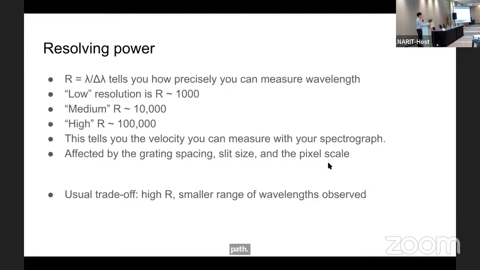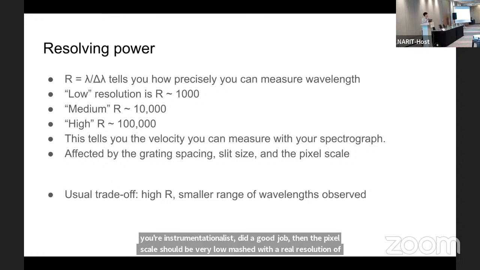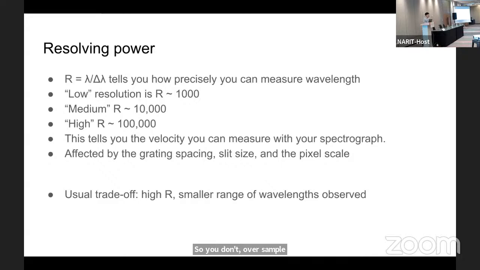Another property that you cannot change is the pixel scale of your detector. If your instrumentalist did a good job, then the pixel scale should be very well matched with the real resolution of the spectrograph. So you don't oversample the spectrum, which means having too many pixels for one spectral element. When you do that, you just spread things out onto too many pixels and get more read noise, which you don't want. Or you also don't undersample it, which means the whole spectral element.